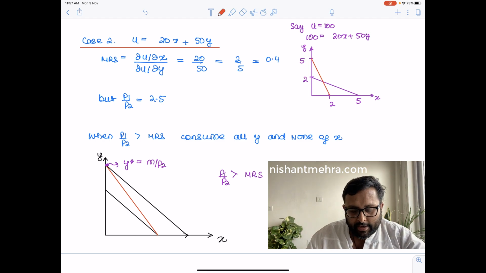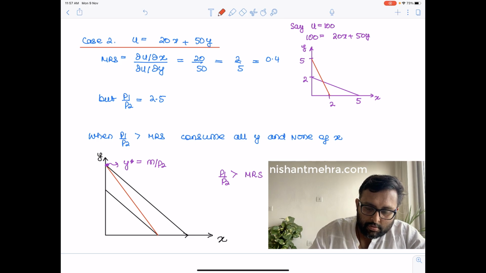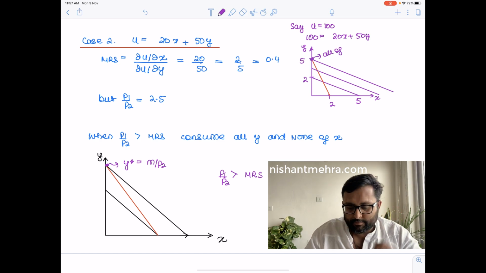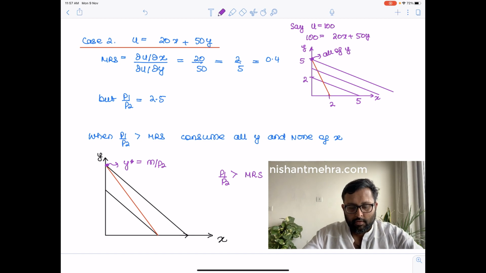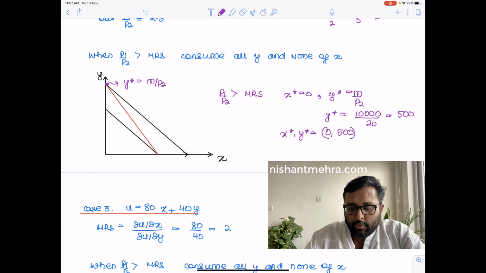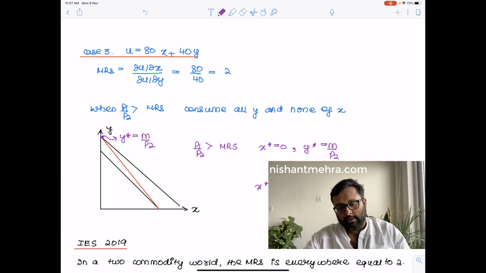Now given this red budget line, I'll ask myself, what is the highest indifference curve I can draw? Is this the highest? No. Is this the highest? No. This one is the highest. Right? All of y. So you're consuming what? All of y would mean y star is equal to m by p2. So m by p2 is what? 10,000 upon 20, 500. So x star, y star is 0, 500. Third case, beta.